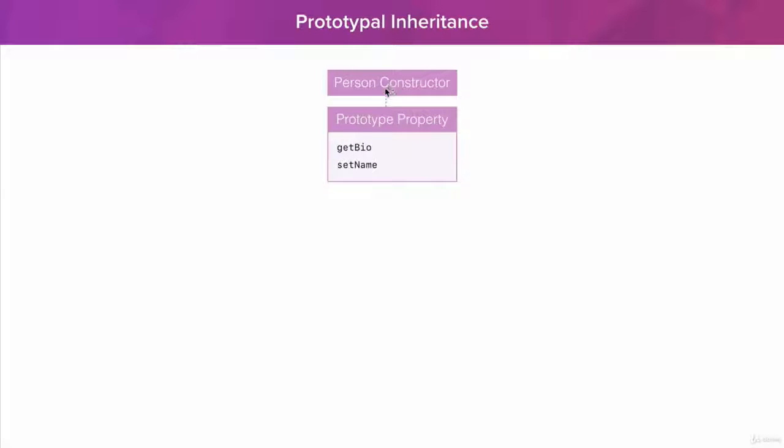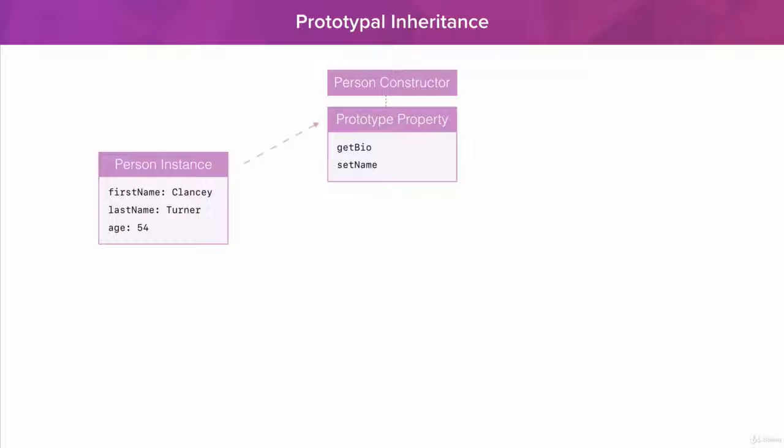So right here, we have our person constructor. The person constructor function has the prototype property. And on the prototype property, we chose to set up 2 things. In this example, getBio and setName. This is the stuff that we already have in place. Now, we also know how we can create multiple instances of person by using the new operator with the constructor function. We can create one instance of person over here called Clancy. We can create another instance over here called Alexis.